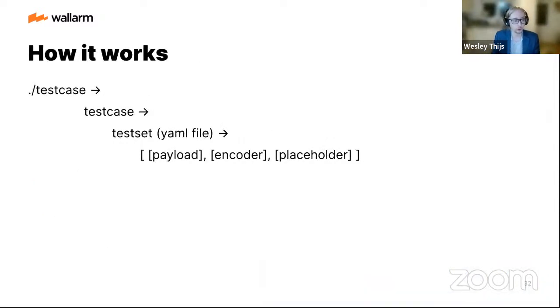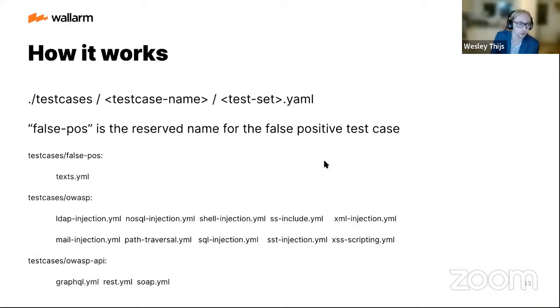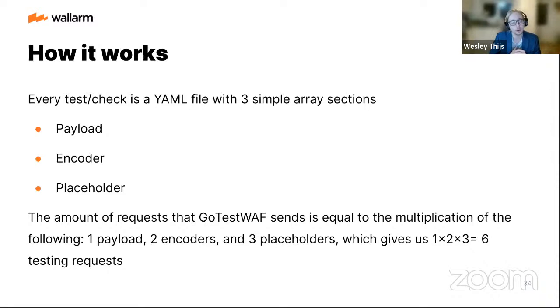So how does it work? It's basically a folder structure of test cases. Under that, there's the test case, then a test set, which is a YAML file. And in that YAML file, you will find a payload, an encoder, and a placeholder. There's also a false positive folder in there, and that's reserved for false positive test cases. So it's testing for false positives as well.